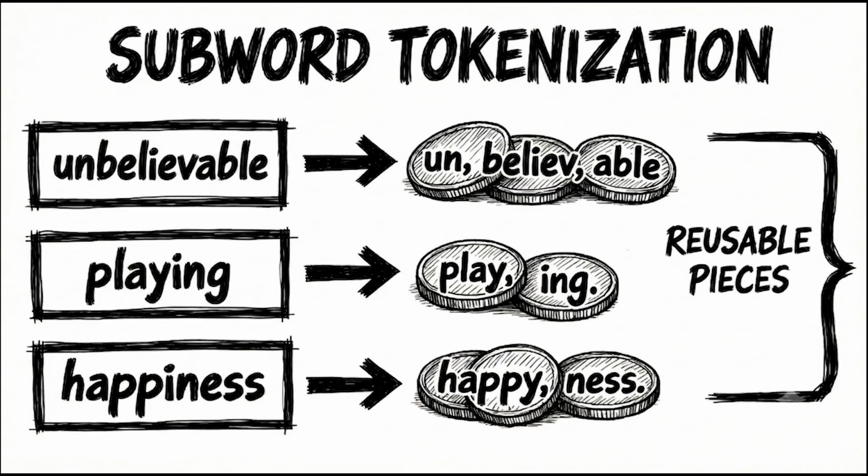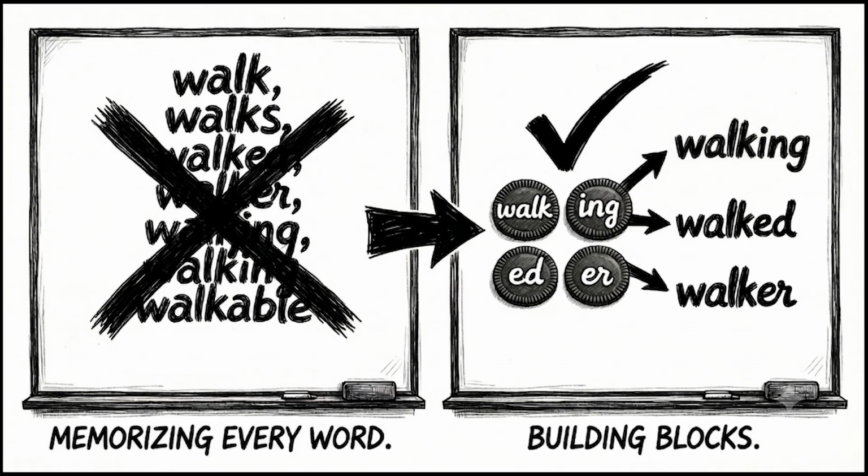Now, let's look at another tokenization, subword tokenization. Modern language models solve out of vocabulary words using subword tokenization. Instead of treating a whole word as one token, the tokenizer learns smaller reusable pieces of language. Let's look at the following examples. Unbelievable is split into un, believ, and able. Playing is split into play and ing. Happiness is split into happy and ness. The tokenizer is not memorizing every possible word. It's learning building blocks that can be combined to form many different words.